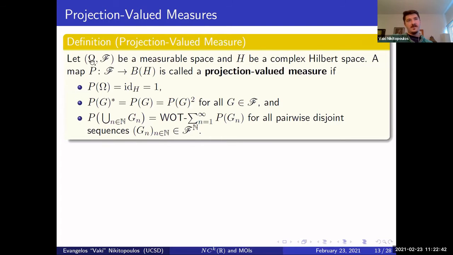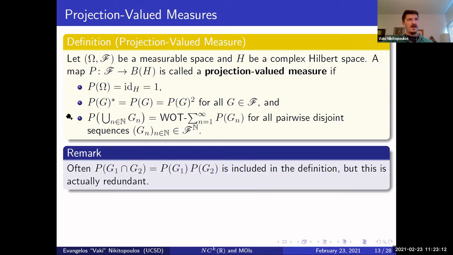So here's the definition. If you have a measurable space (Omega, F) and a complex Hilbert space H, a map P from F to B(H) is called a projection valued measure if P of the whole space is the identity on H, P takes values in the orthogonal projections, i.e. P(G) is self-adjoint and a projection for all measurable sets G, and finally, this function is countably additive in the weak operator topology. So that's the definition of a projection valued measure.